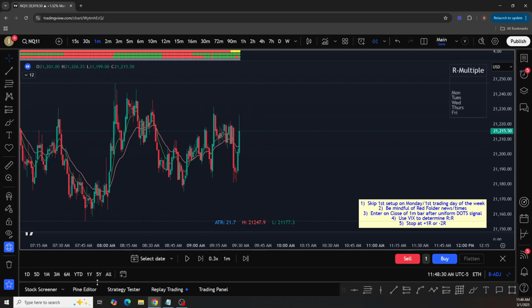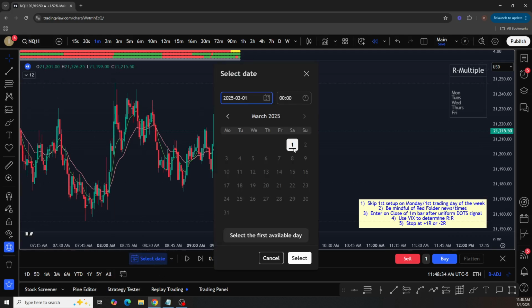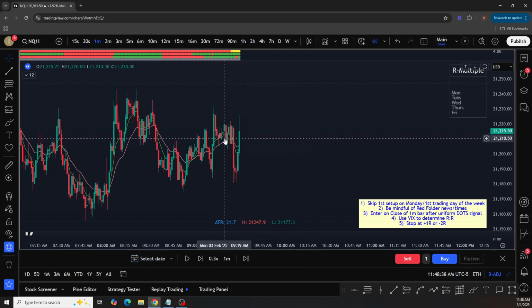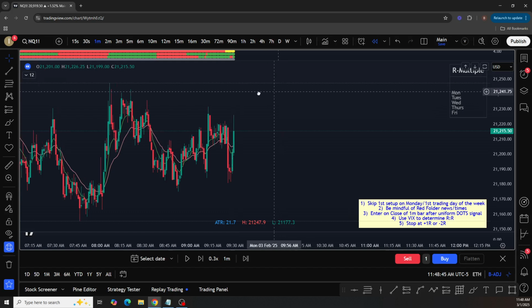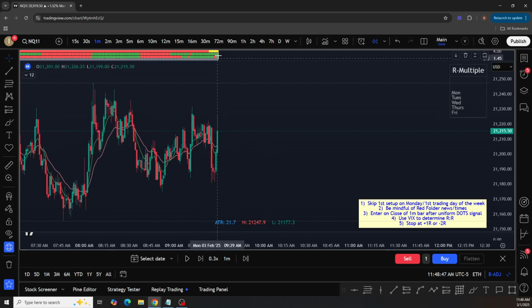So we're in market replay. You can see I started Monday, the 3rd of February. I don't know how long this video is going to be. These trades are based on the DOTS bias indicator, and they're just some very simple rules that I'm following to backtest this specific setup.